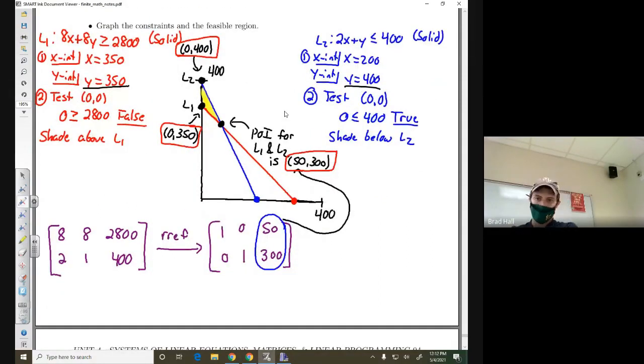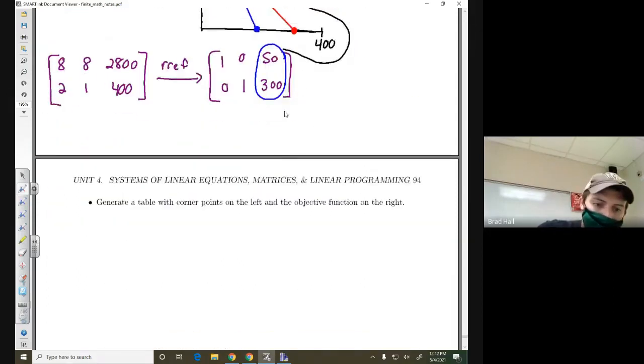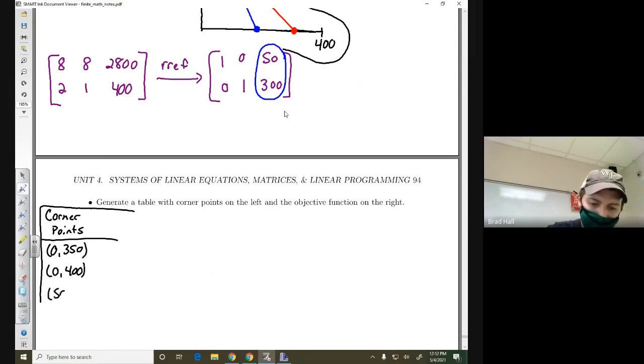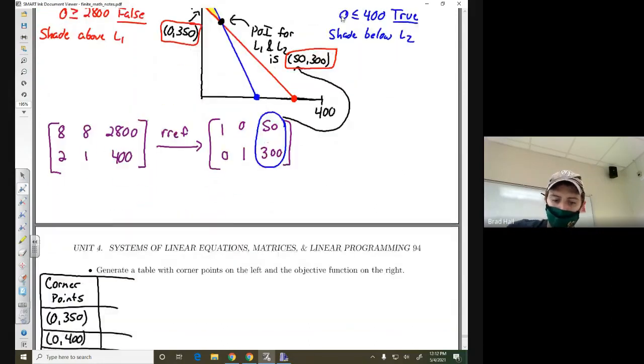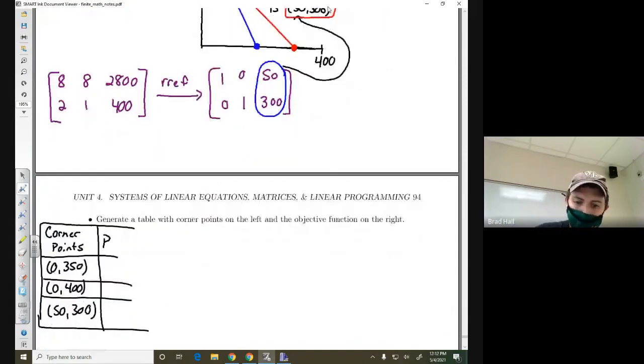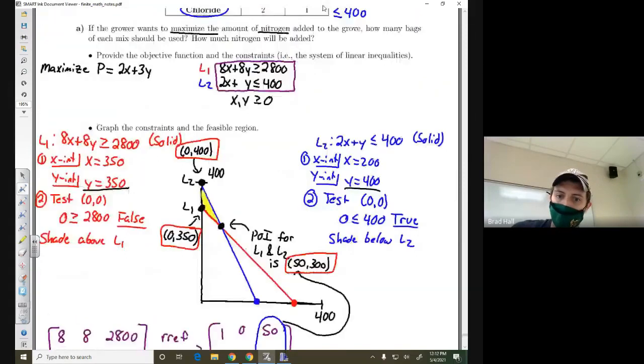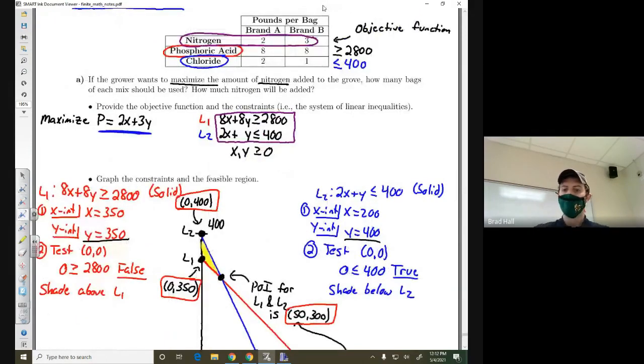So from here, we can put those on a table, just like we did before, and plug them into the objective function. So let's list out the corner points that we found. One was 0, 350, one was 0, 400, and one was 50, 300. Just verify that that was right. Good, good, and good. The objective function as well that we found at the very beginning, 2x plus 3y.